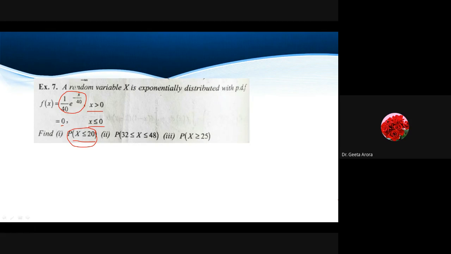You just have to do the integration. We have e raised to power minus x by 40. So you have to integrate it, if you know what the integral is. And then you have to take the limits.